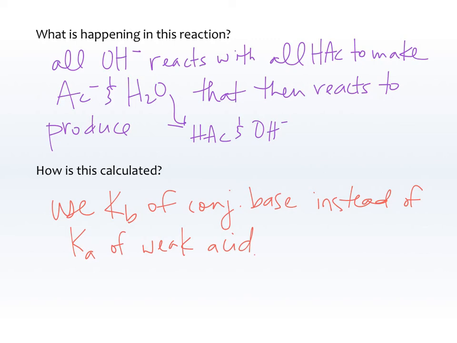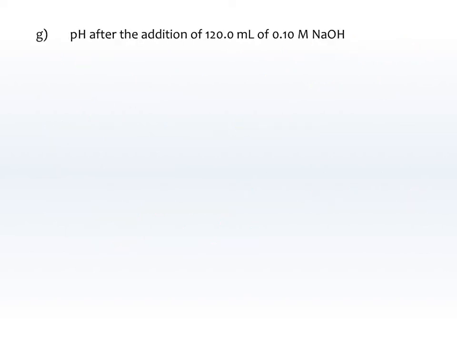Alright, so what happens if you go a little bit past this equivalence point? Let's say you've added 120 milliliters of your NaOH instead of just 100. So first thing is, how many moles is that? 120 milliliters of 0.1 molar. That is 0.012 moles of OH minus added.